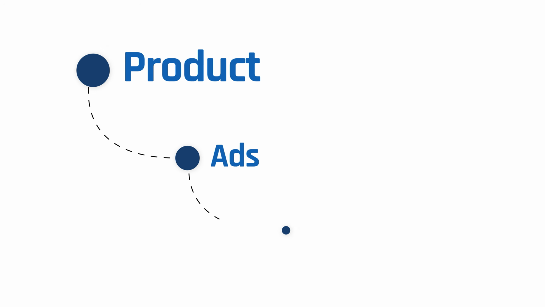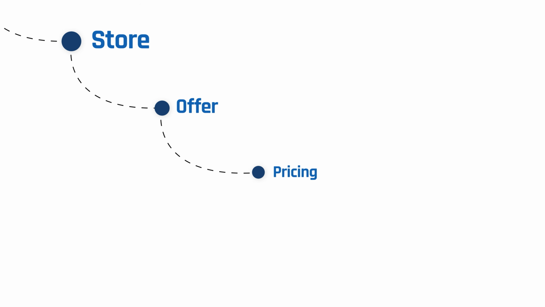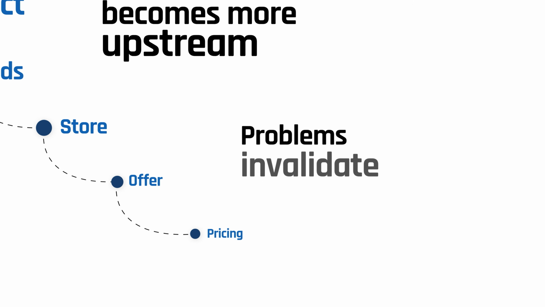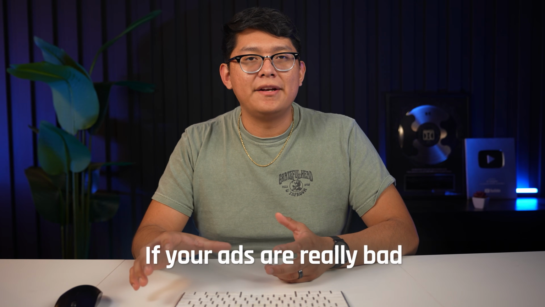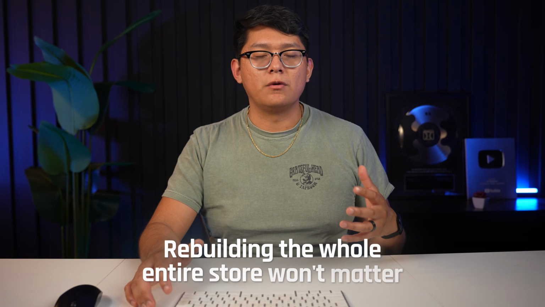Now, once you identify the bottleneck, the fastest way to make zero progression is trying to fix everything at once. This rule completely changed my business: you fix one thing at a time. And you fix them in this exact order: product, ads, store, offer, pricing. The more upstream problems invalidate downstream fixes. Meaning, if your store sucks, fixing your checkout won't save it. And if your ads are really bad, rebuilding the whole entire store won't matter.